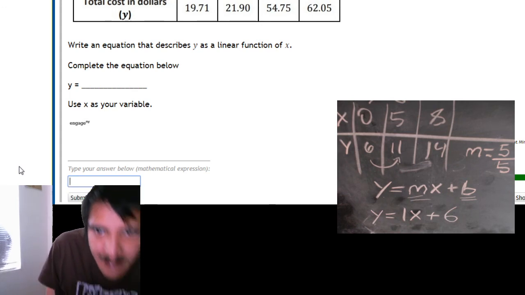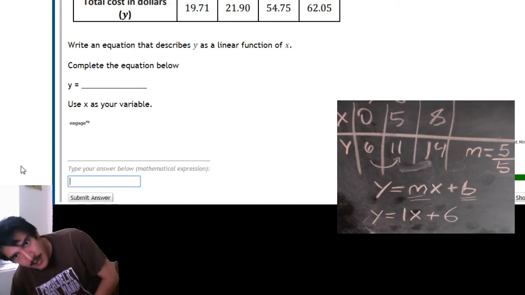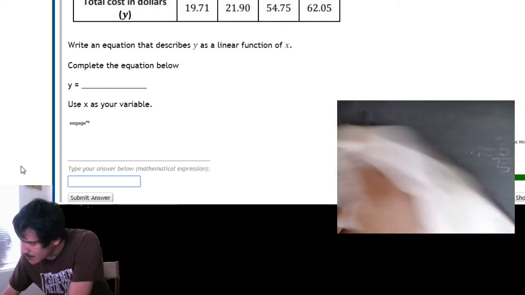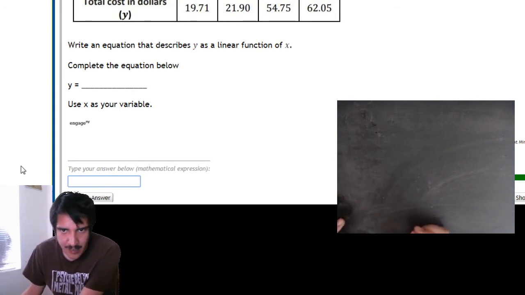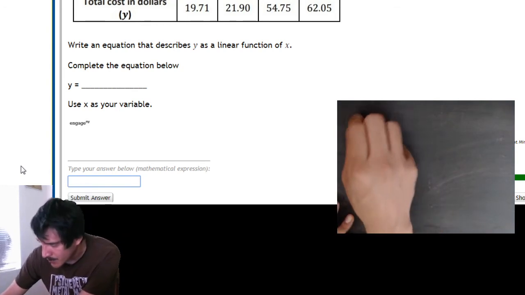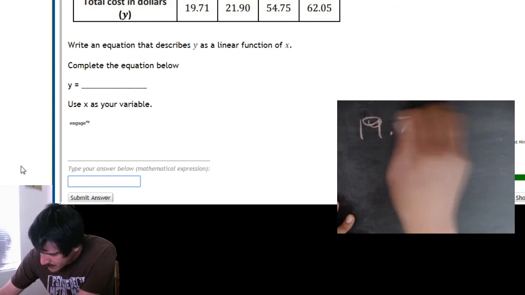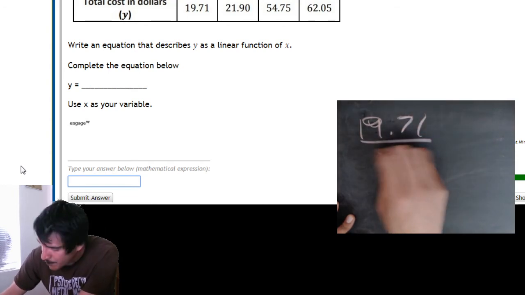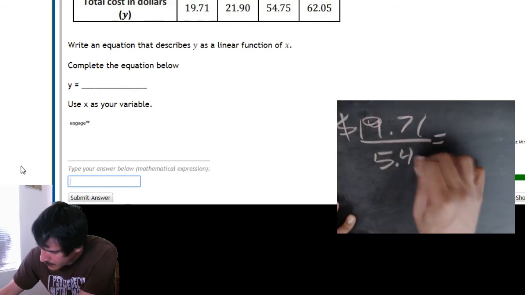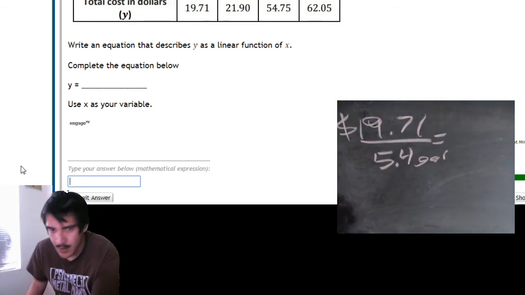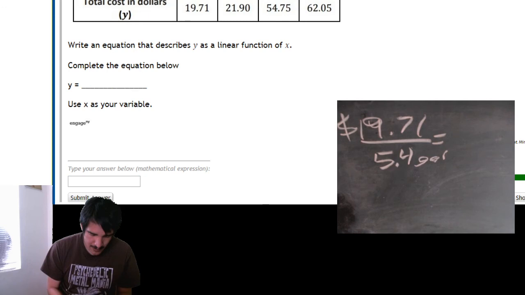Again, if we're going to write this equation here, they give us a table of values. Once again, we're going to use division to find the rate of dollars per gallon in this problem. So if you do 1971 divided by 5.4, that's going to give you a rate of dollars per gallon. All right, let's see what rate we get.